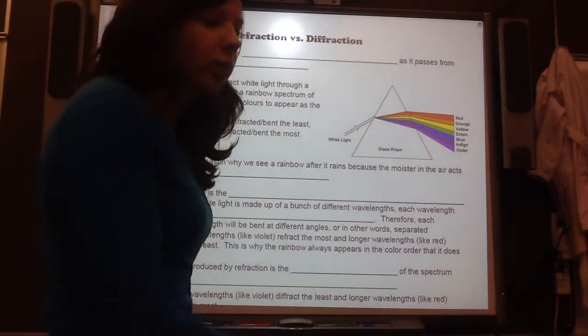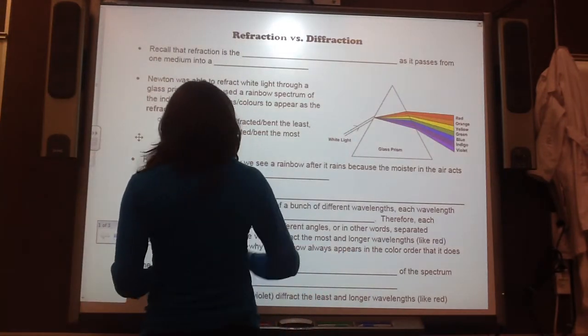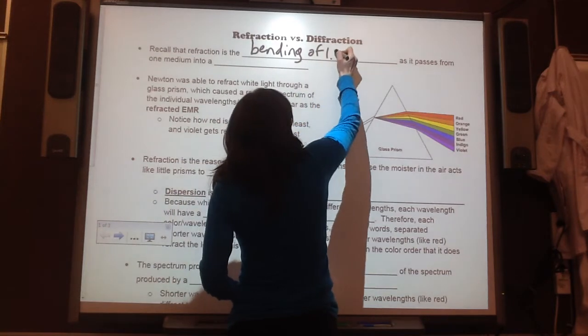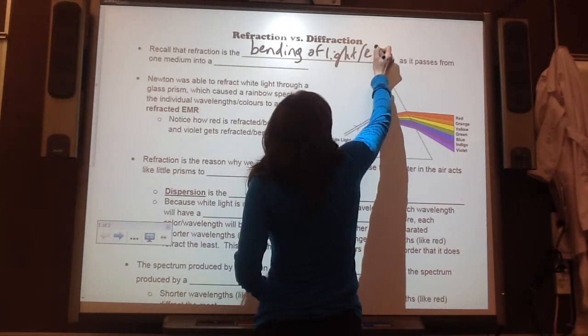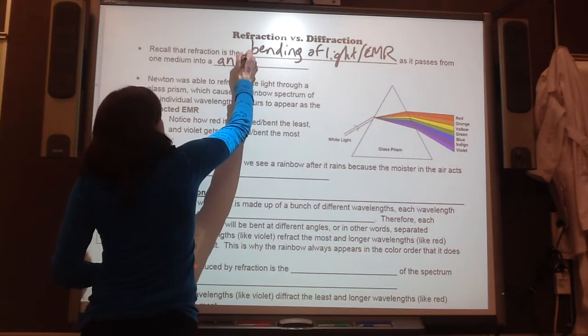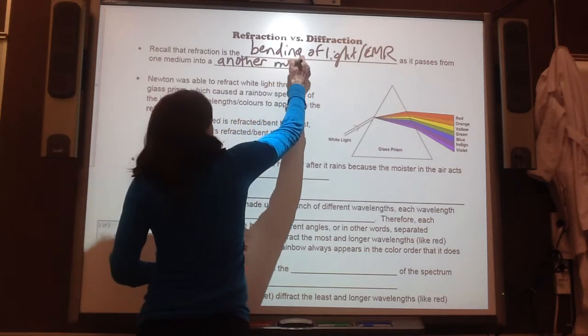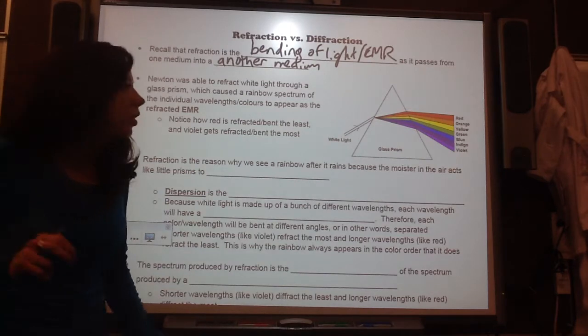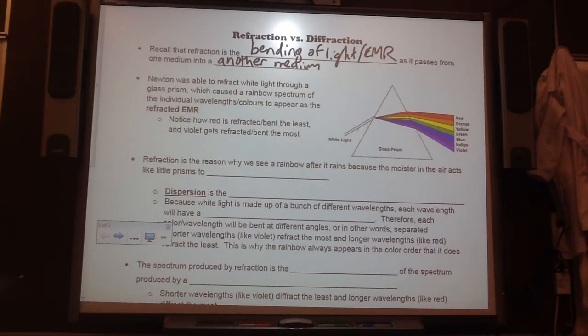Refraction versus diffraction. Recall that refraction is the bending of light, all EMR, as it passes from one medium into another medium. Newton was able to refract white light through a glass prism, as we just saw, which causes a rainbow spectrum of the individual wavelengths and colors to appear as the refracted EMR.